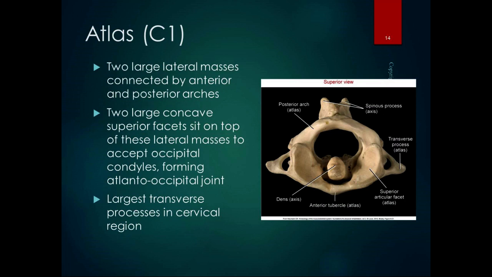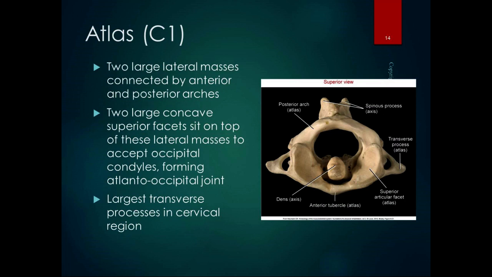So starting at the very top, the atlas, C1. It's called the atlas because Atlas was holding up the weight of the world. That vertebra is holding up your head, or it articulates with your cranium. So this picture is actually of C1 stacked on top of C2. And C1 is the vertebra that doesn't have a body. It's the only one that doesn't have a body. It's two large lateral masses connected by anterior and posterior arches.